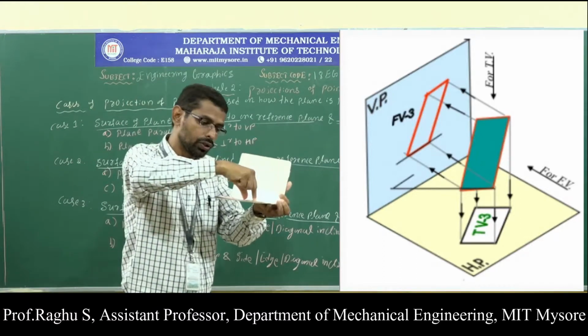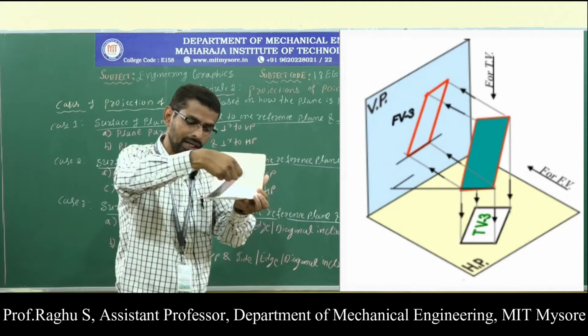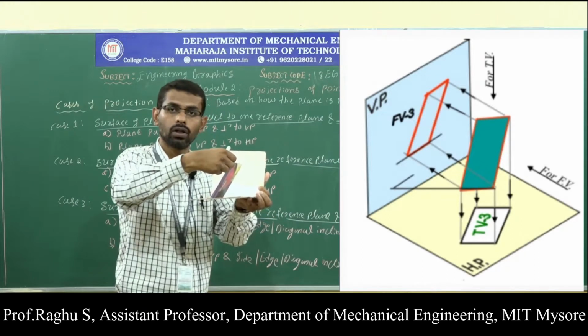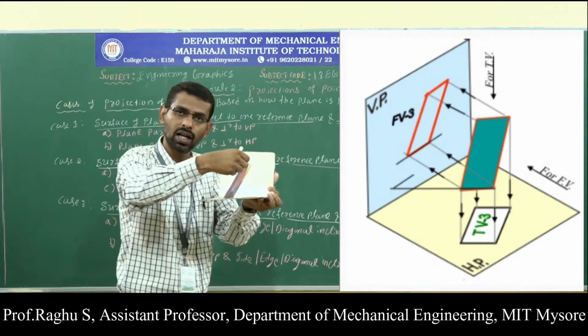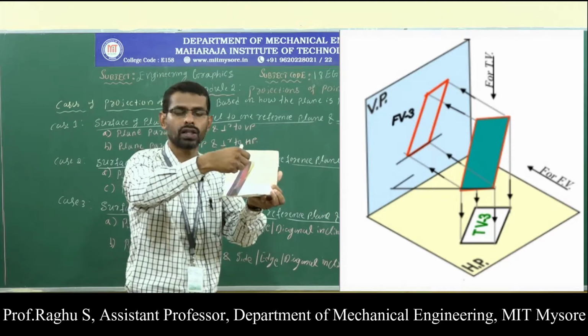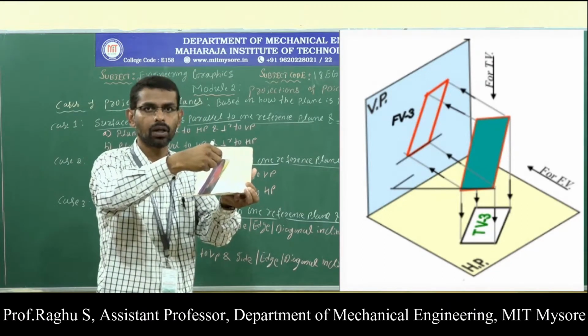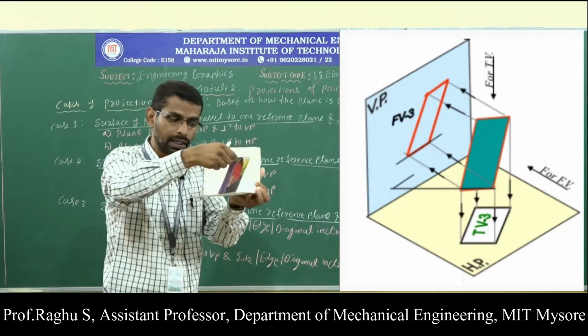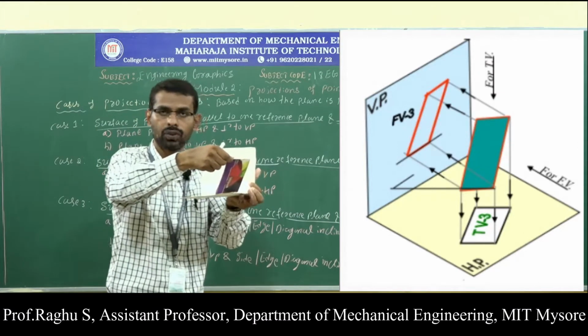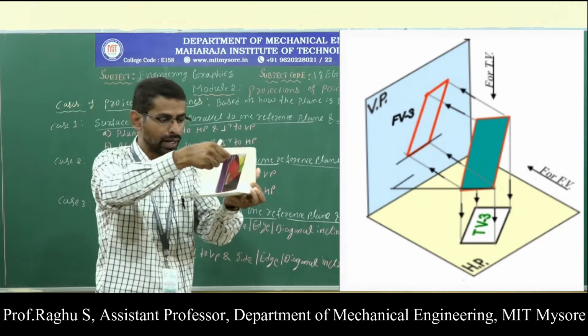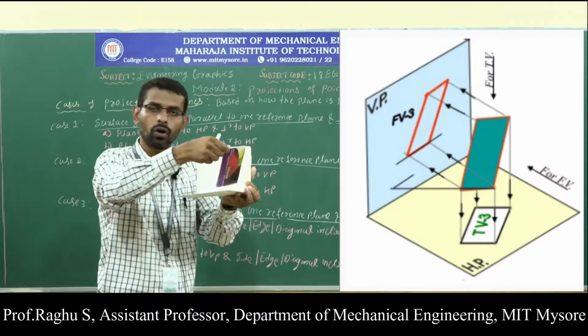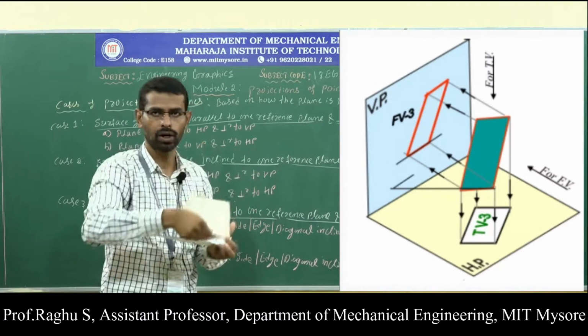Next, consider only the lamina inclination with respect to HP. Ignore the VP inclination. Now draw the second position, which is called the lamina inclination position. At last, give the edge inclination with respect to VP, and now draw the top view and front view in this position.